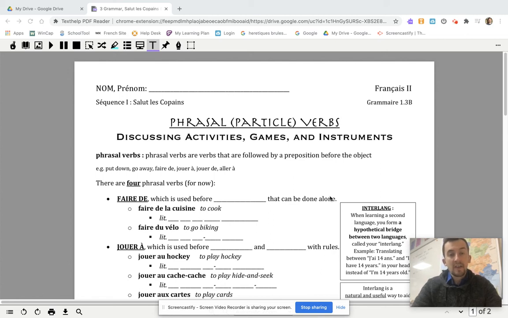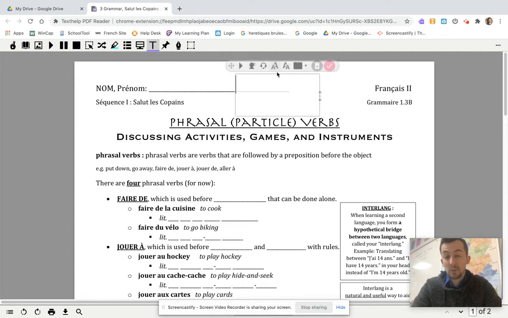Okay, bonjour. The grammar we're going to be doing is on something that you know from the junior high already pretty well, and that is what's called a phrasal verb or a particle verb. You just learned it when you were learning about how to say you like activities. So if you want to say, for example, I like to go skiing, you say, j'aime faire du ski. And literally what you're saying is to do of the ski.